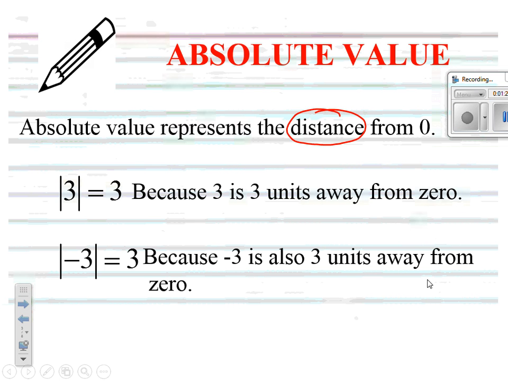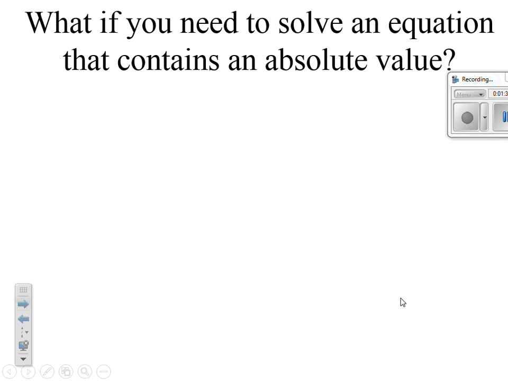So it's really important that you understand that absolute value means distance. That lays the foundation of everything we're going to talk about this week. What if we need to solve an equation that contains an absolute value? You don't need to write this one down, but let's talk about it and think.